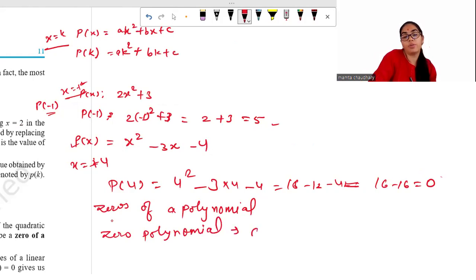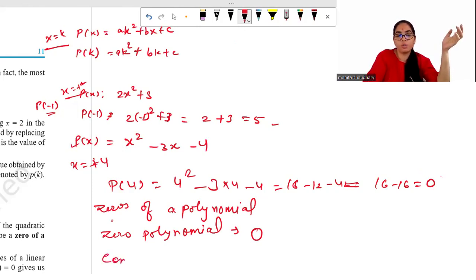Now there is one more term, that is the zero polynomial. Zero polynomial means what? We are talking about zero only. Here we were discussing the value of x for which the given polynomial is zero. Now here the polynomial itself should be zero only. If it is zero, then we call it the zero polynomial.